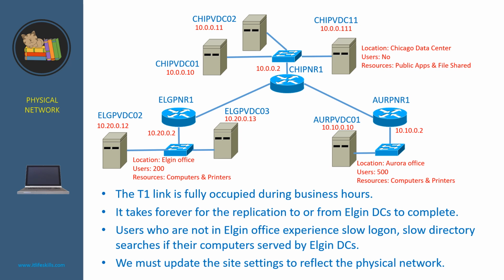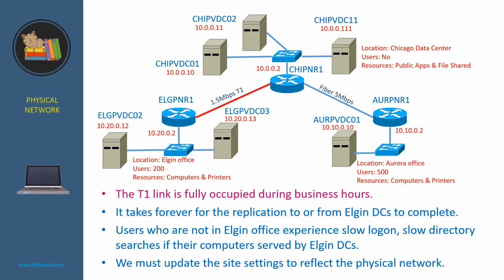The connection between Elgin and Chicago is the T1 connection and it has 1.5 megabit per second. The connection between Chicago and Aurora is the fiber connection and it has 5 megabit per second. As you can see, users in Elgin Office and Aurora Office must access the public apps and file shares hosted in Chicago Data Center via their WAN links, which makes the T1 link fully occupied during business hours.